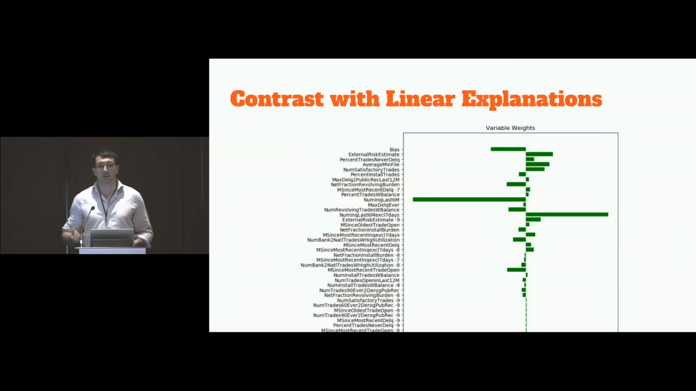This can be contrasted with the linear explanations that people were just talking about. So this is normally what people think of as an explanation, right? And it's just basically this big list of weights. As someone who perhaps doesn't understand maths, would you be able to make sense of this? And would you be able to do something with this kind of explanation?